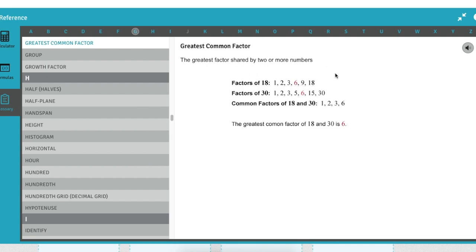So the factors of 18 are 1, 2, 3, 6, 9, and 18. And the factors of 30 are 1, 2, 3, 5, 6, 15, and 30. The common factors, or the factors they have in common, are 1, 2, 3, and 6. But if I'm looking for that greatest factor, I want to look at the biggest number they have in common, which would automatically tell me that it was 6. So the greatest common factor of 18 and 30 is 6.